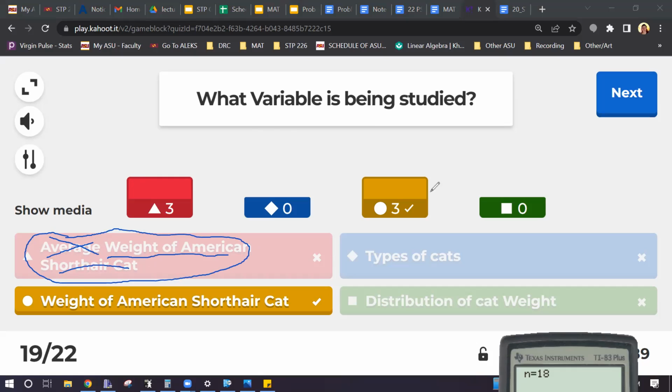And real quick, off the top of your head, does anyone know if that's qualitative or quantitative? Quantitative, good. Do we know if this is continuous or discrete? Continuous, good, because it is a measurement. Weight is a measurement. And I see someone asked earlier, and I didn't catch it, how to find the point estimate again. I'm going to finish up the Kahoot, and then I'll go back and re-explain that one.